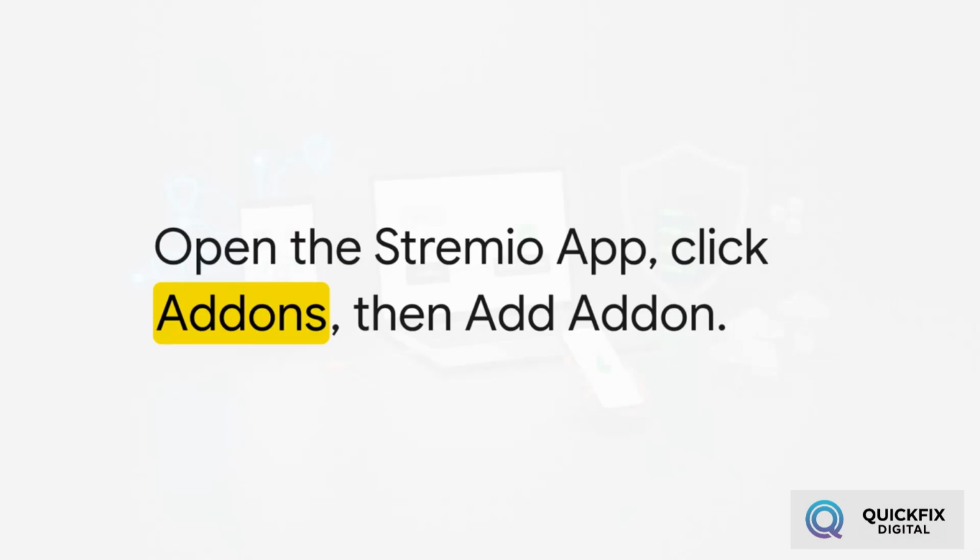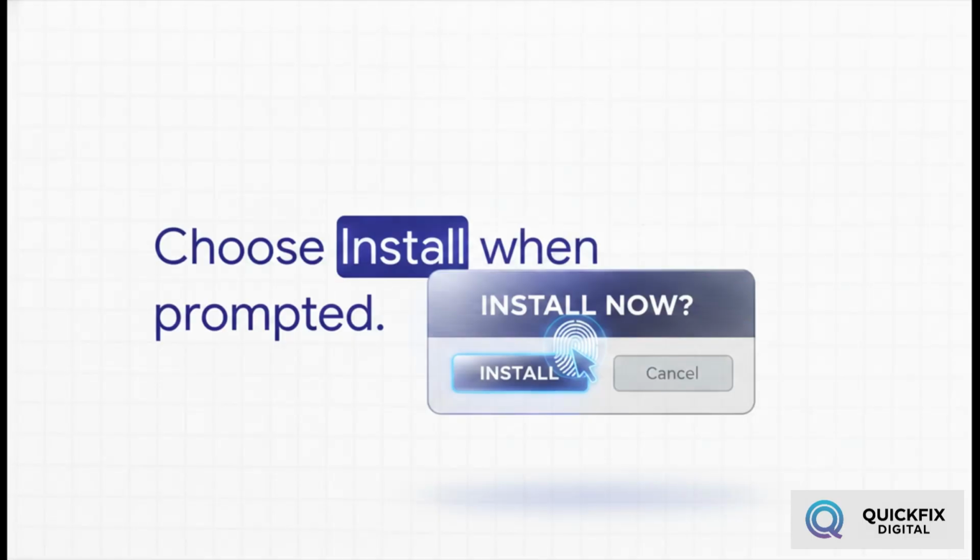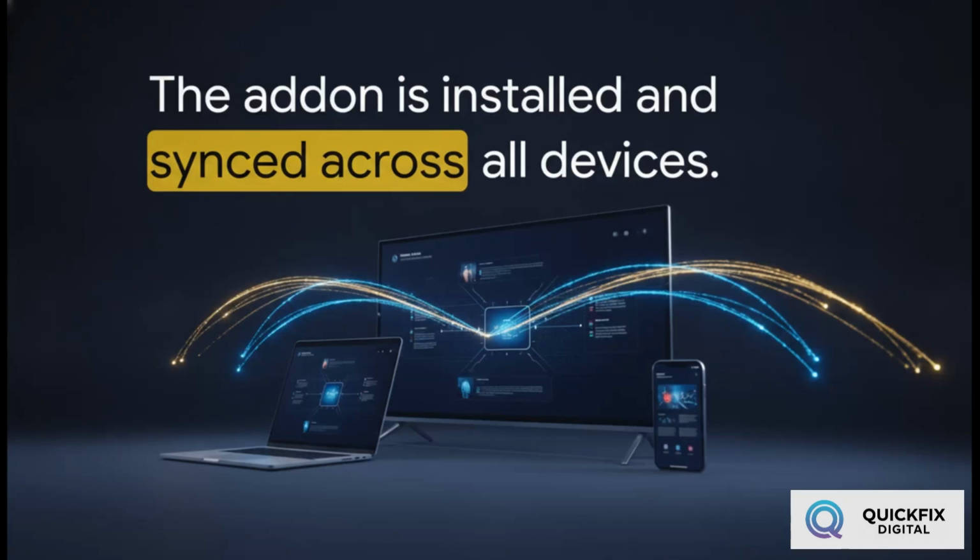Step 5. Open your Stremio app, head over to Add-ons, and click on Add Add-on. Step 6. Go ahead and paste that manifest URL you copied into the box and hit Add. Step 7. A prompt will pop up. Just click Install to confirm adding it to your app. And you're done. The add-on installs and automatically syncs across all your connected Stremio devices.